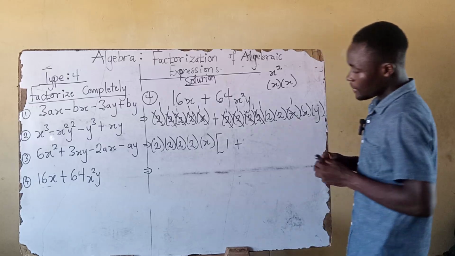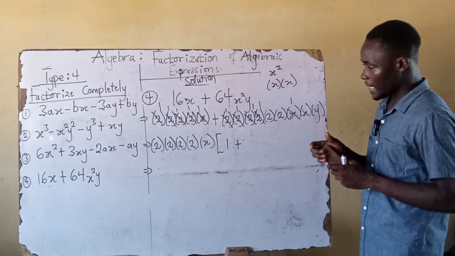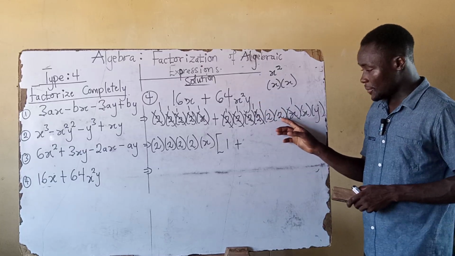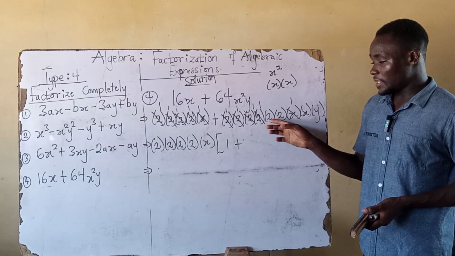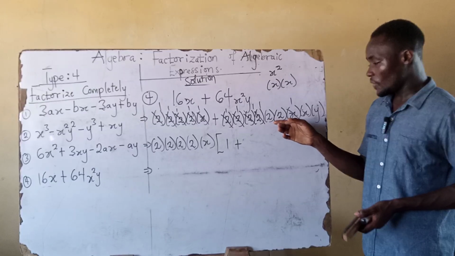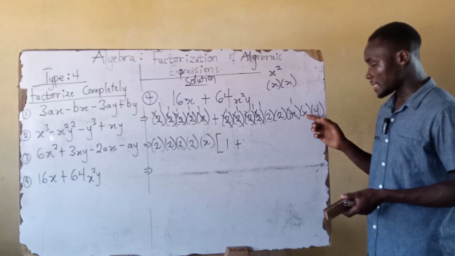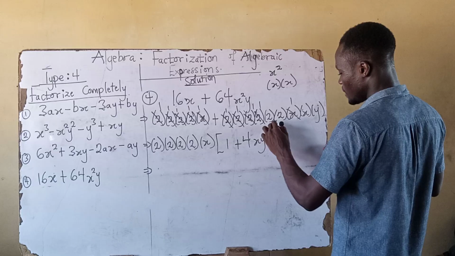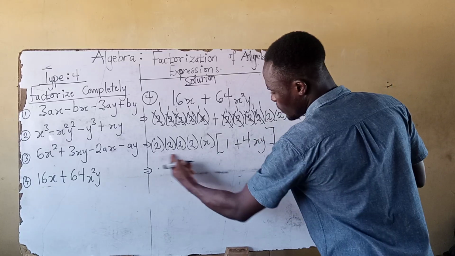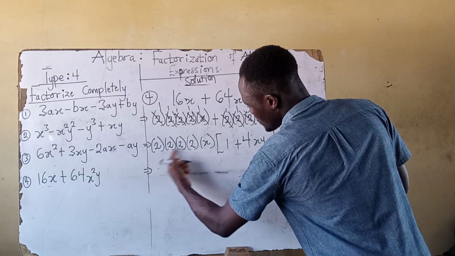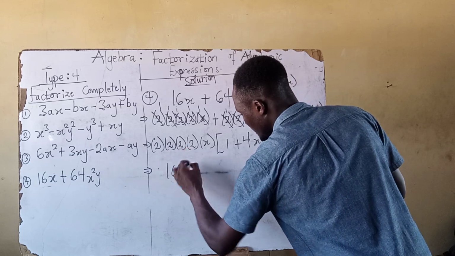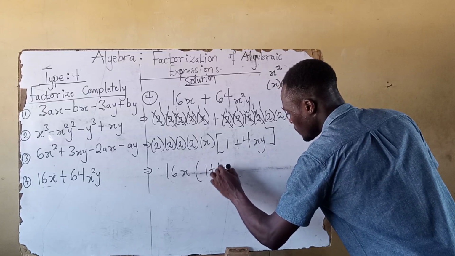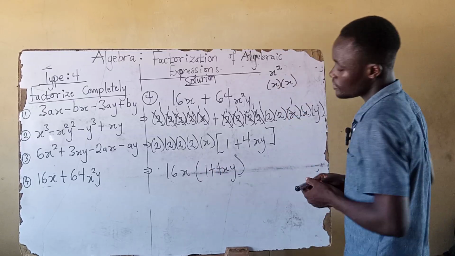Plus, when I come to this side, what do I have left? I'm going to multiply. 1 times 1 is 1 times 1 is 1 times 1 is 1 times 2 is 2 times 2 is 4, times 1 is 4, times x is 4x, times y gives me 4xy. So I multiply all these things. What am I going to get? 16x. Okay, then I'll open my big brackets. 1 plus 4xy. I'm clear with that.